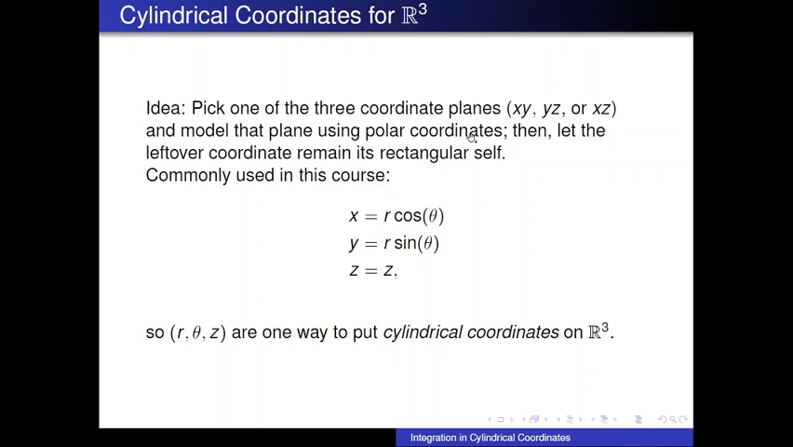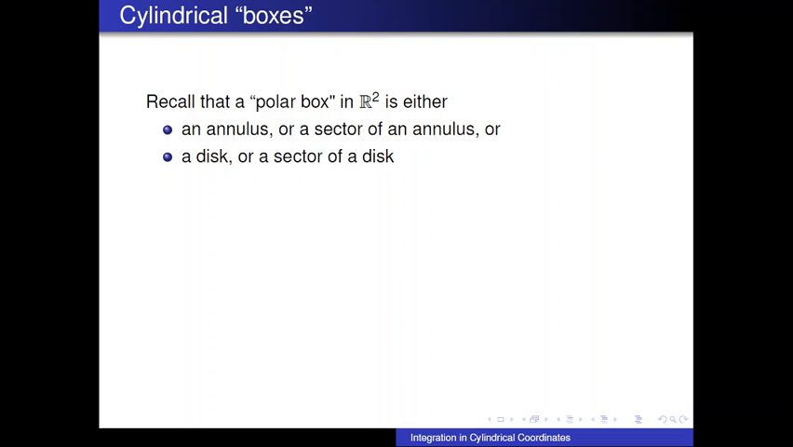So it depends on what the region is that you're modeling. But the idea is that whatever region you're modeling, if it has some kind of rotational symmetry around one of the three coordinate axes, then that's the coordinate axis you want to leave as itself. And the plane that's spanned by the other two will be the one that you choose for polar coordinates. So let's look at some cylindrical boxes.